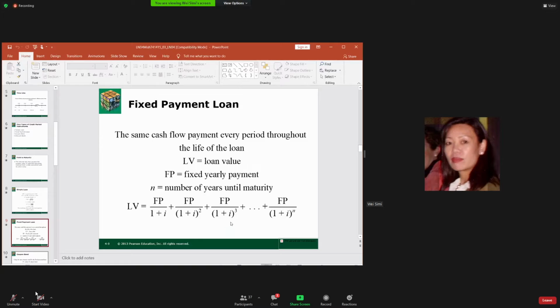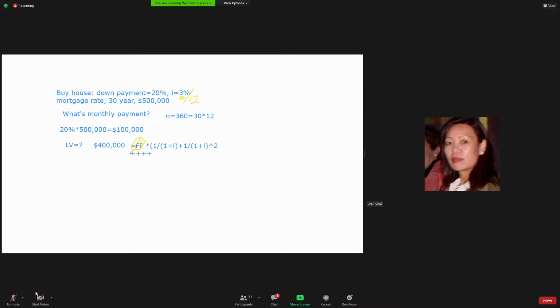I know it's 30 years, and then you do 360 months, one by one. Impossible, right? And you should not do that either. You cannot do that. Use the formula one by one, calculator, impossible. So what are you going to do? You're going to use a calculator. Use your calculator to find out the fixed payment, FP, which becomes the monthly payment.